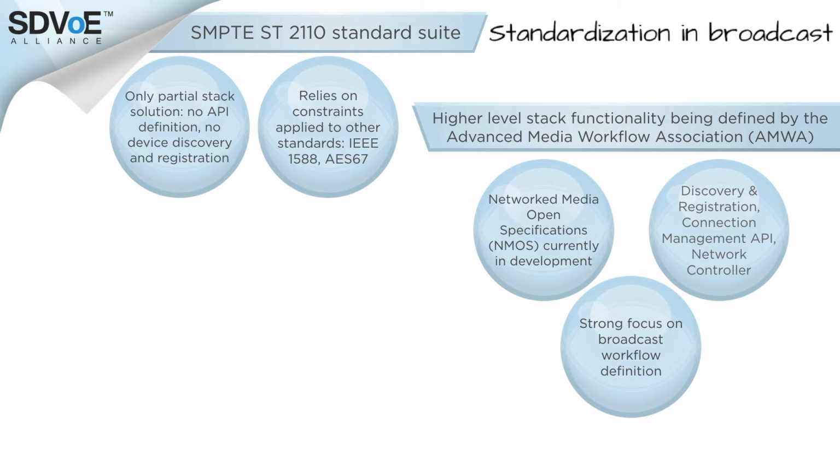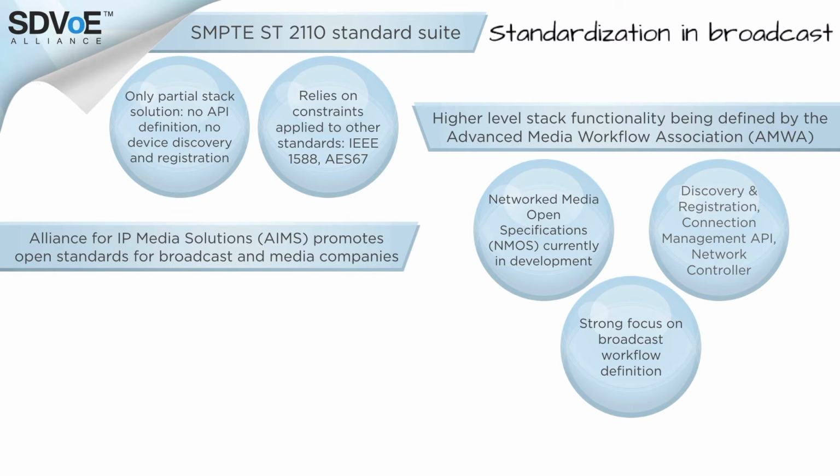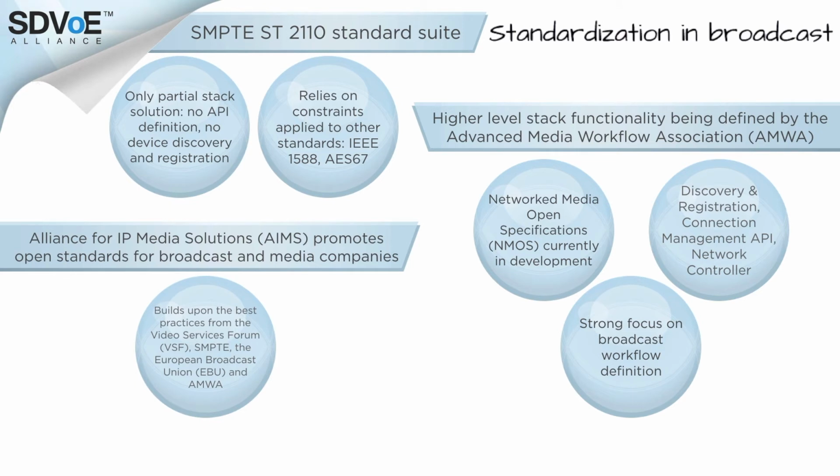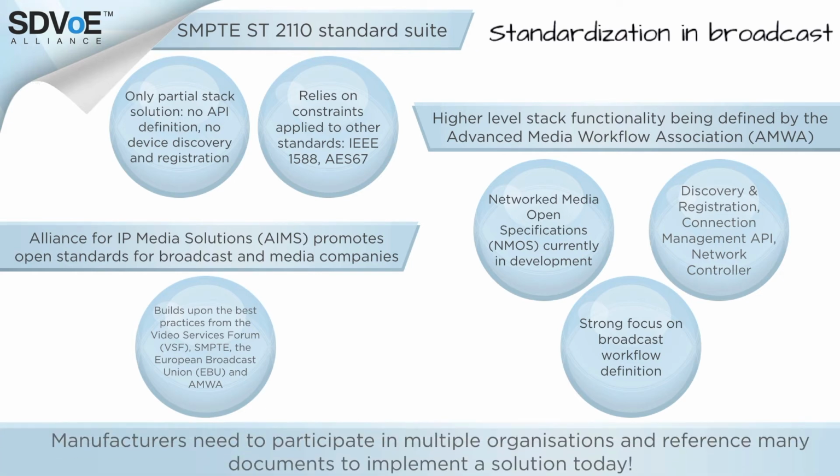On top of all this, just to confuse this even more, and you really see this is a soup of different organizations involved, there's the Alliance for IP Media Solutions, AIMS. These are around to promote open standards based on things from people like SMPTE, the Video Services Forum, the EBU, from AMWA. So these guys are basically cherry picking all the best ways of doing things that make sense for the broadcasters. So as a manufacturer, if you want to get involved here, or if you want to move into the Pro AV industry using this technology, you have to participate in multiple organizations and reference a whole suite of documents to implement a solution today.